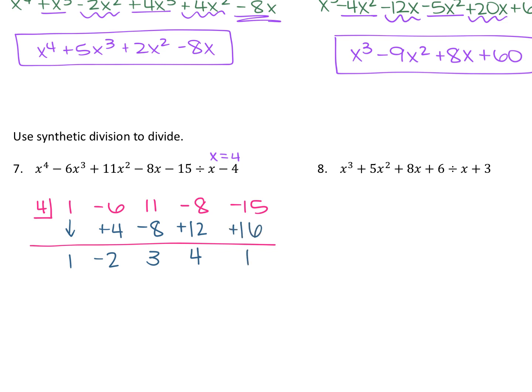So to figure out what's what from here, starting from the far right, that 1 is your remainder, 4 is your constant, 3 is going to get x, negative 2 gets x squared, 1 gets x cubed. So your answer is x cubed minus 2x squared plus 3x plus 4 plus 1 over what you divided by, which is x minus 4.